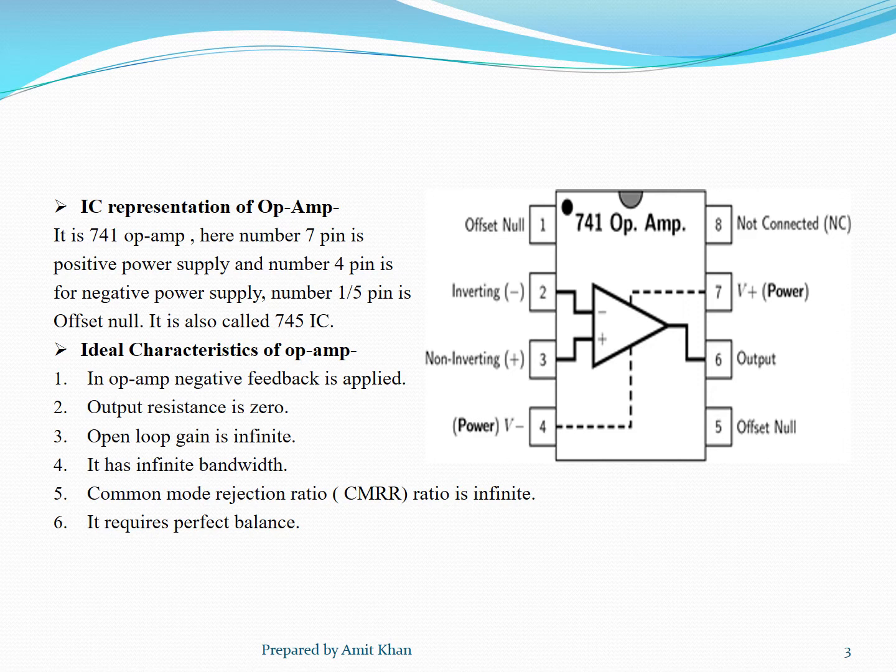Then comes the ideal characteristics of op-amp. Negative feedback is applied in the op-amp. The output resistance is 0. Open loop gain is infinite and it has infinite bandwidth. And the common mode rejection ratio, that is CMRR, is also infinite.